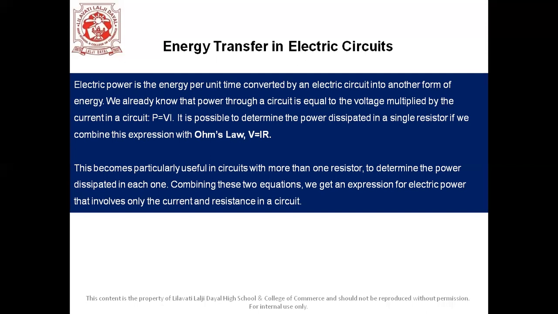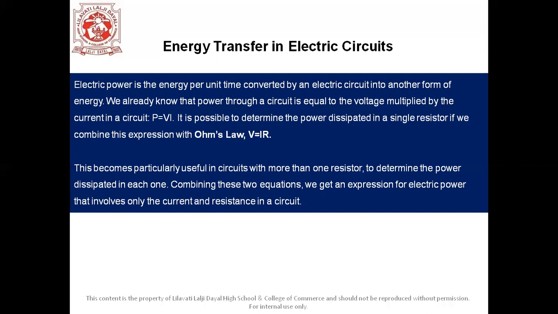So what is electric power, students? Electric power is nothing but the energy per unit time converted by an electric circuit into another form of energy. Here, we already know that the power through a circuit is equal to the voltage multiplied by the current in a circuit. That is, P is equal to VI.